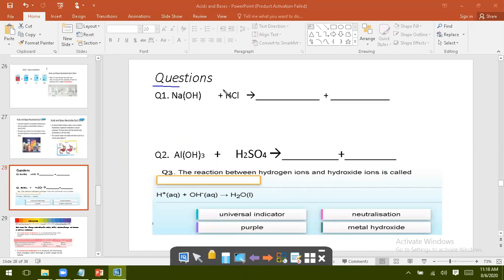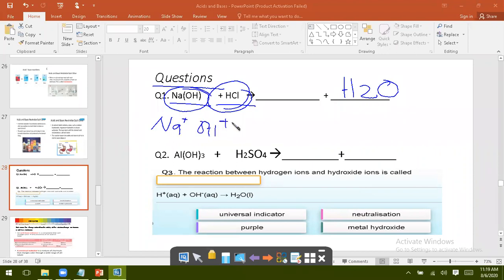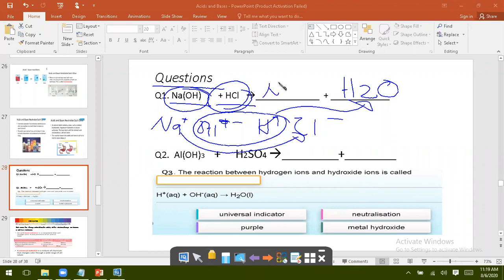Let's look at some neutralization reactions. Sodium hydroxide, a base, plus hydrochloric acid. This is a metal hydroxide and an acid, so it will give a salt plus water. Sodium hydroxide is made up of sodium ion and hydroxide ion. Hydrochloric acid is hydrogen ion and chloride ion. Hydroxide plus hydrogen ion gives you water. Sodium plus chloride is the salt sodium chloride.